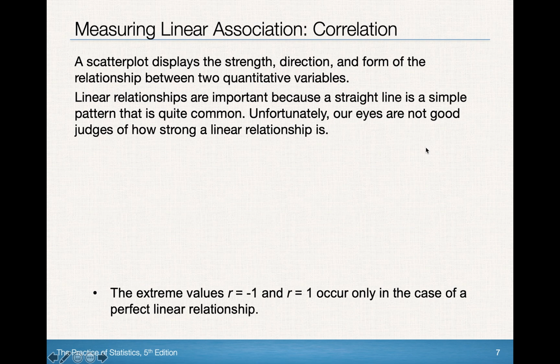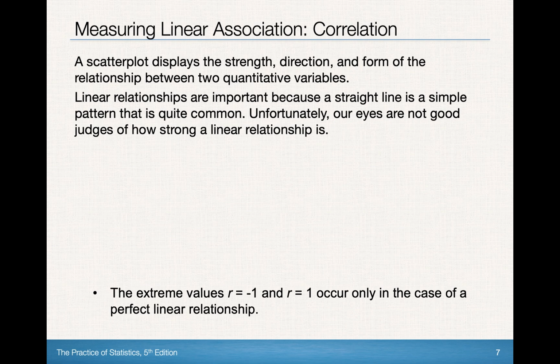So when we're measuring the strength and direction of a scatter plot, we can actually put a numerical value to it. It's called correlation, okay? Because just by looking at a scatter plot and saying, oh, it's kind of strong or it's moderately weak, sometimes our eyes are not good at judging how strong a linear relationship is. So we need to use our mathematical power to come up with a value that will give us the exact strength of the linear relationship. In order to do that, we have to calculate correlation.